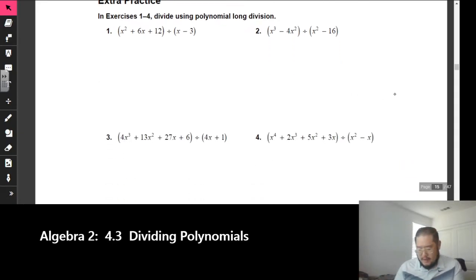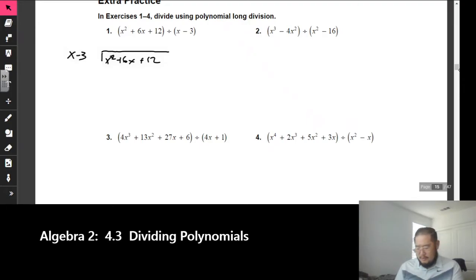Okay, it says let's divide using long division. So remember, we have x squared plus 6x plus 12 divided by x minus 3. And when we have it set up like this, remember this first piece goes on the inside, the x minus 3 goes on the outside. So I got x minus 3 on the outside, and I'll go ahead and put x squared plus 6x plus 12. And so some key things here.